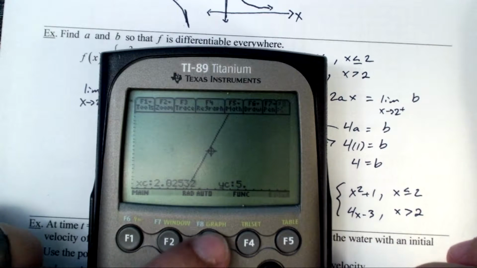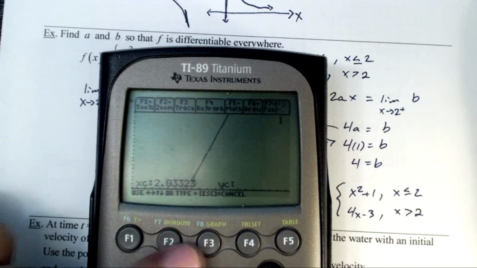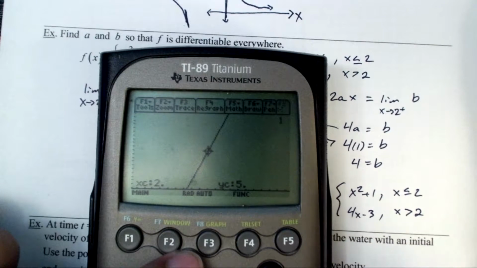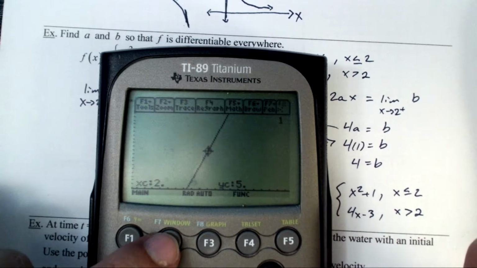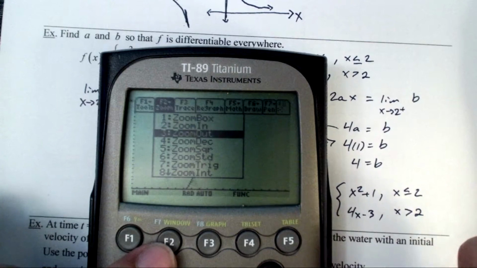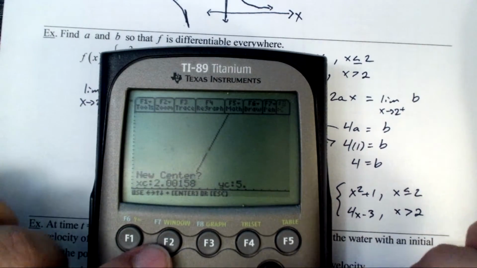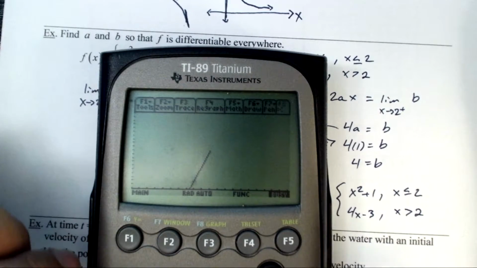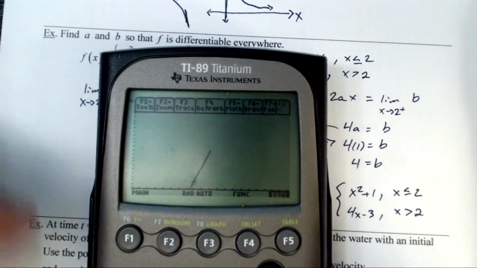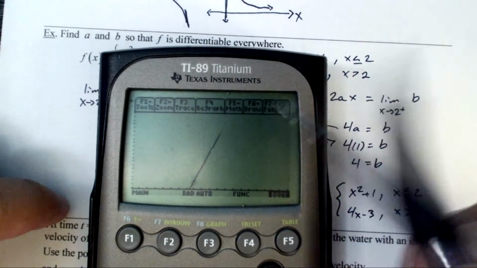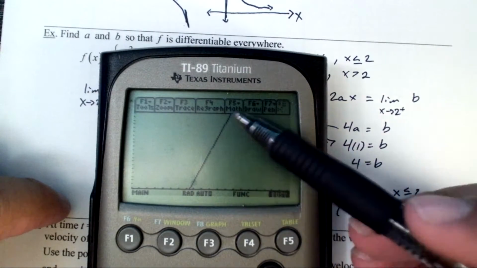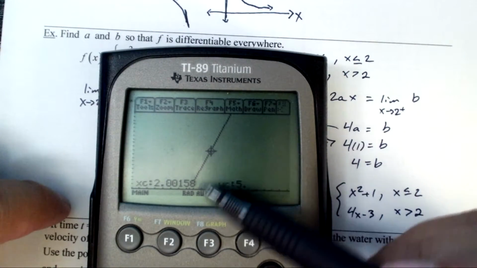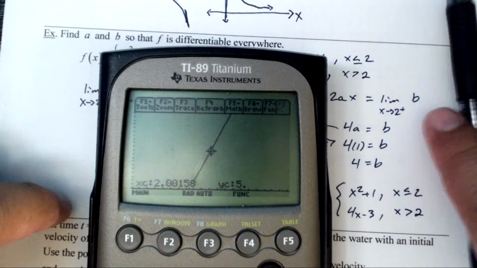So let's trace one more time. That's not what that is, right? We're gonna trace at 2. Okay, so we're gonna do F2 to zoom, and then 2 to zoom in, and we're gonna zoom in there yet again. And what you notice is as we start zooming in more and more, this line is getting straighter and straighter, right? Or this curve, this x squared, is getting straighter and straighter.